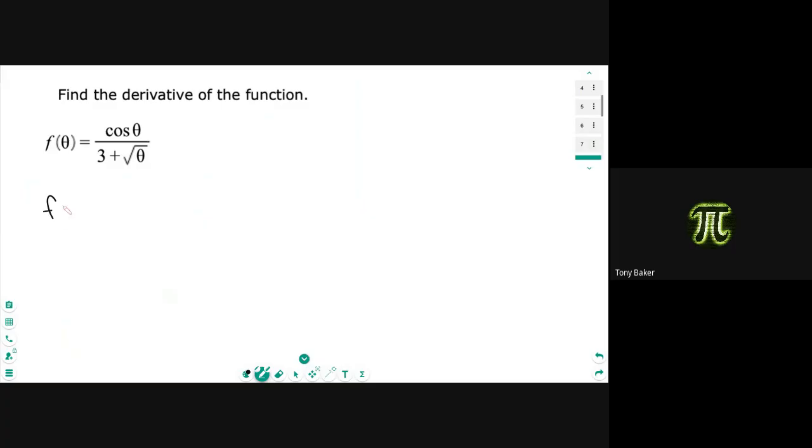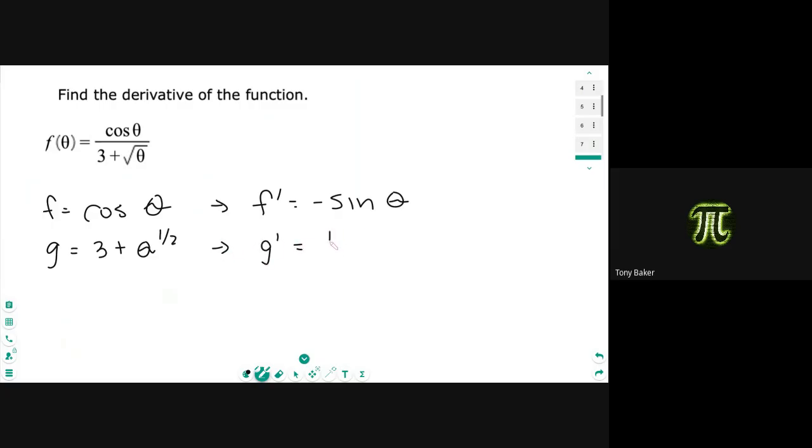So f is cosine of theta. So f prime is what? Negative sine of theta. g is 3 plus theta to the 1/2. So g prime is 1/2 theta to the negative 1/2.